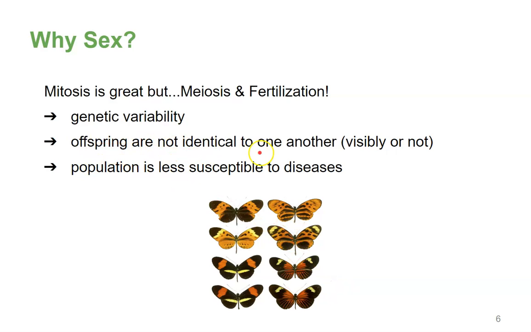So offspring are not identical to one another. They're not identical to you either, visibly or not. So what do I mean by that? Well, you could look different phenotypically or physically, or you could not look different but still be different, on the genetic scale. So producing offspring by sexual reproduction creates a population that's less susceptible to disease, less susceptible to environmental influence. They're more able to adapt and survive.